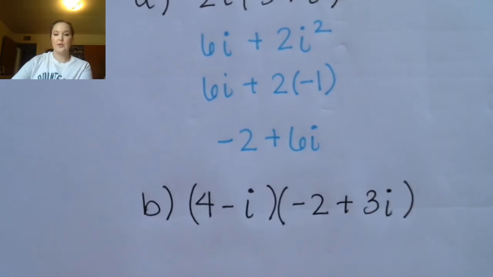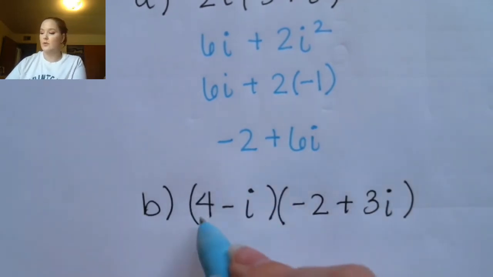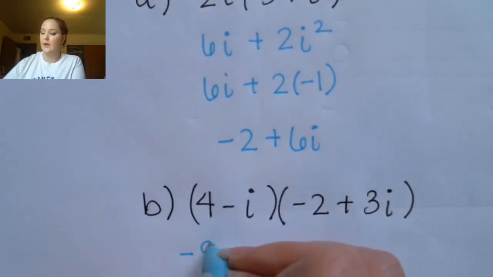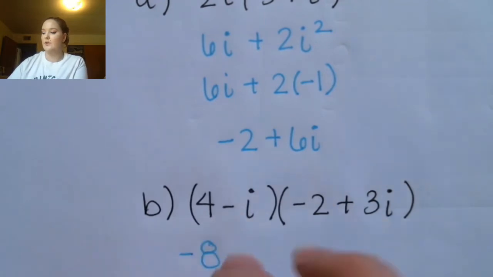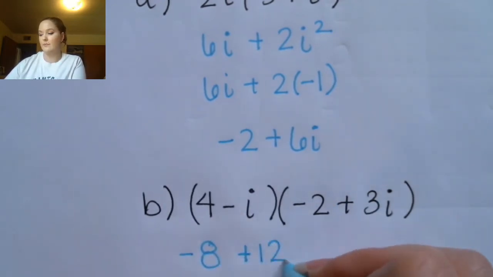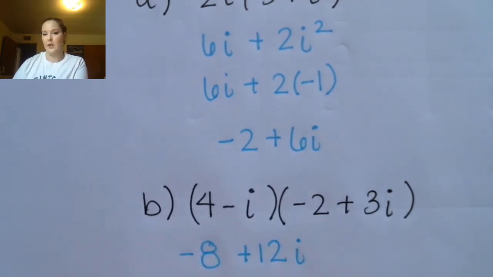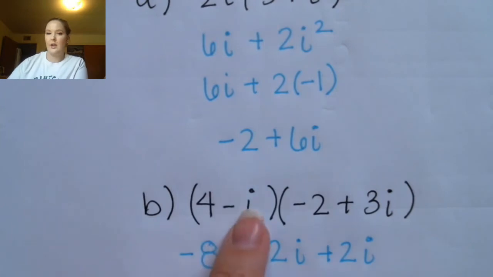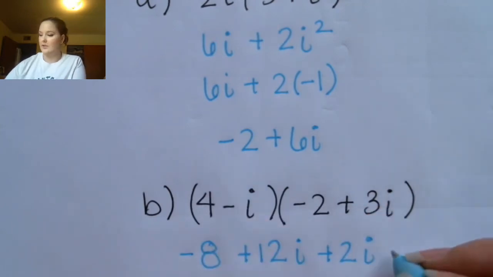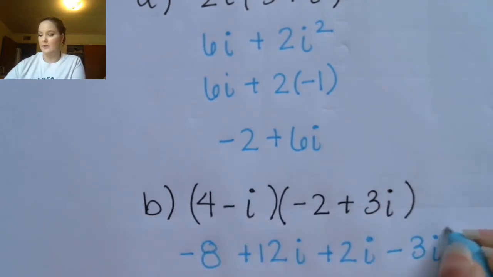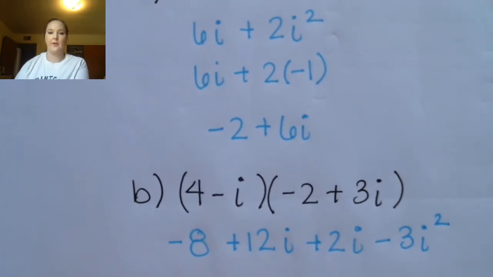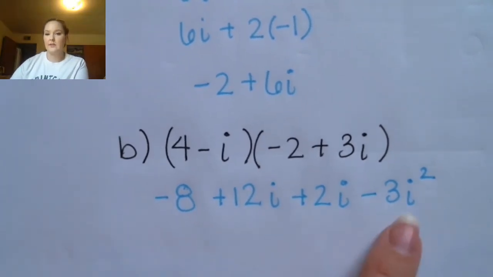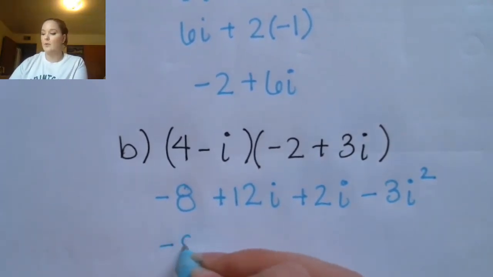Okay, so we're still going to distribute. So I'll do 4 times -2 is -8. 4 times 3i is 12i. Okay, -i times -2 is +2i. And -i times 3i is -3i squared. And just like the previous example, I'm going to replace i squared with -1.